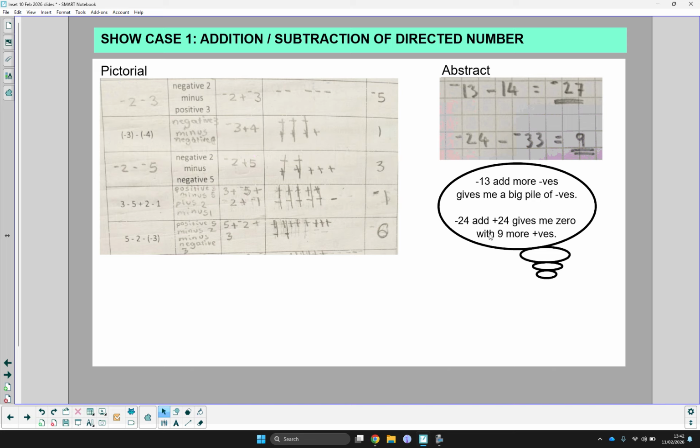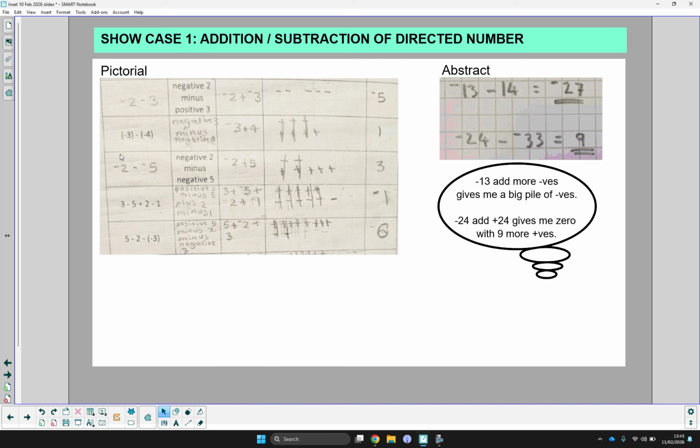The second one, sort of introducing the idea of zero pairs and just thinking about how much more I've got in terms of these positives. Notice the lack of concrete here. You don't always need to go back to the concrete stage. If your pupils are getting on well with the pictorial approach to adding, then you don't need to go back to the concrete.